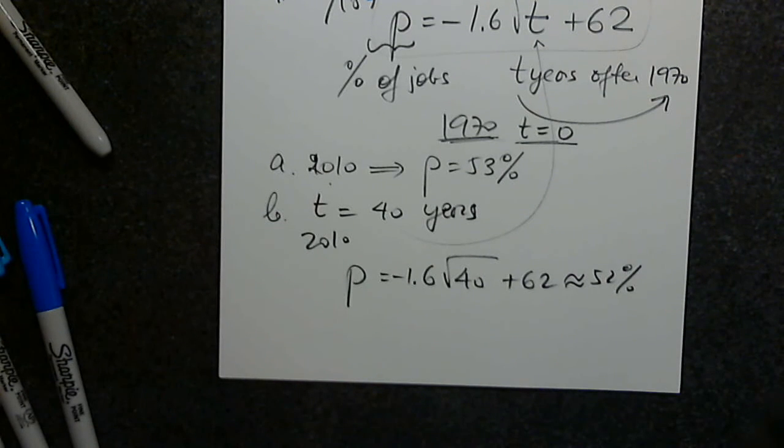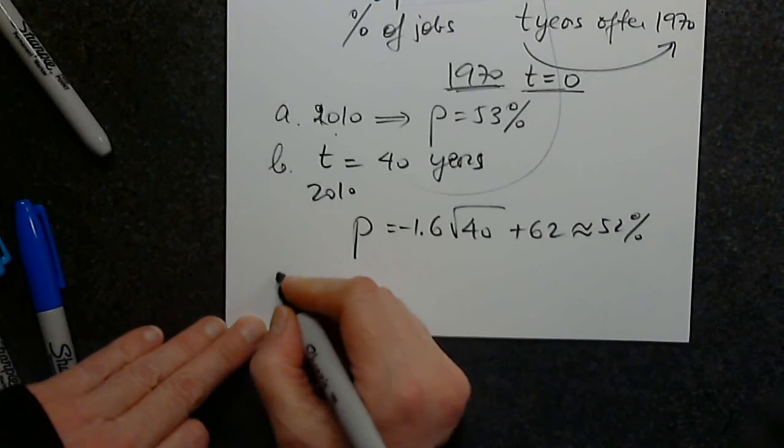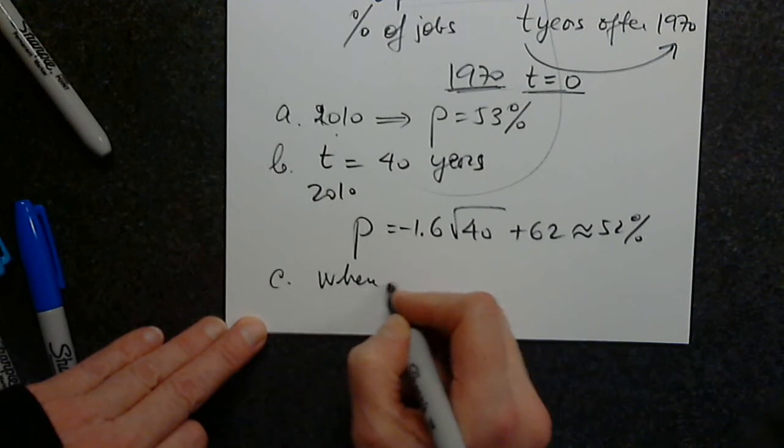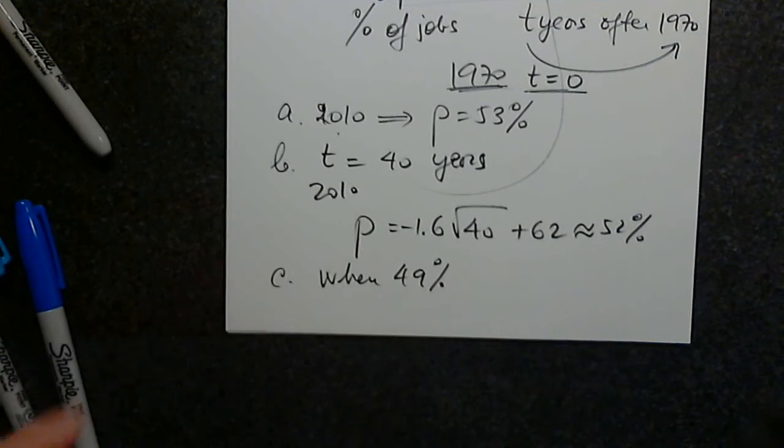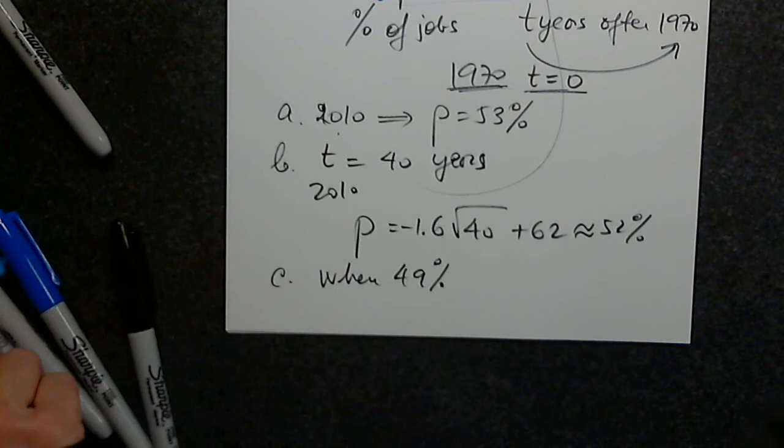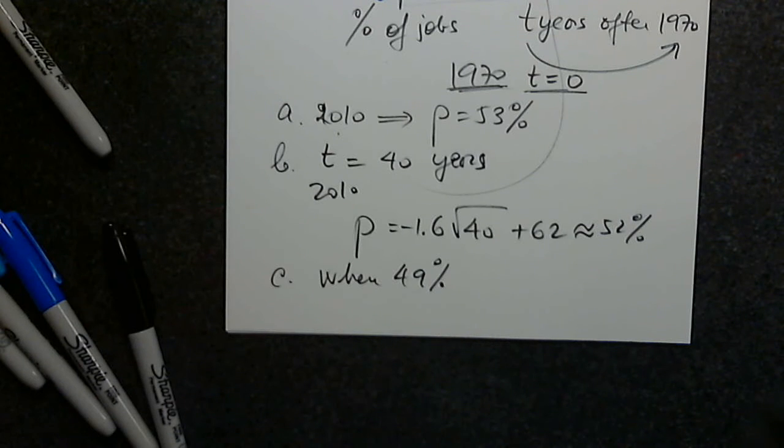In part C, according to the formula, when will 49% of jobs in the U.S. labor force be held by men? When 49% will be held by men. So what do I do now?